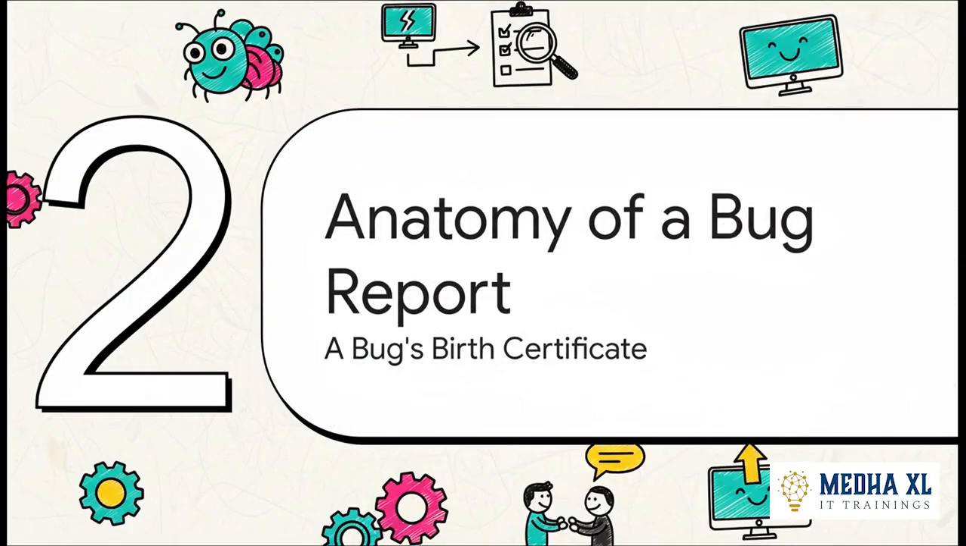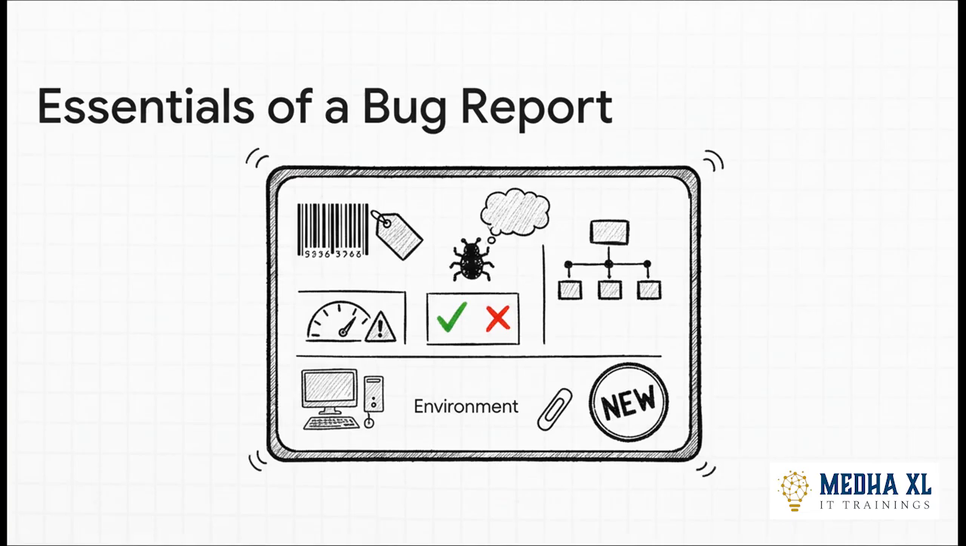Okay, so a bug's been found. It can't just be left to wander around, right? It needs an identity. It needs to be documented. And that's where the bug report comes in. Honestly, you can think of it as the bug's official birth certificate. This right here, this is the bug's file.